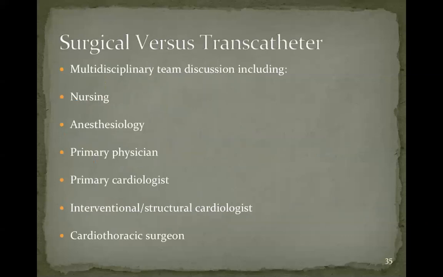So now that you know the first intervention you can do for aortic stenosis, it's time to discuss surgical versus transcatheter management of the aortic valve. Whenever you consider performing definitive management of aortic stenosis, you need to make sure that you have a multidisciplinary team discussion that includes the nursing staff, the anesthesiologist, the primary team, which is us, your primary cardiologist, the interventional or structural cardiologist who will be performing the procedure in conjunction with the cardiothoracic surgeon.